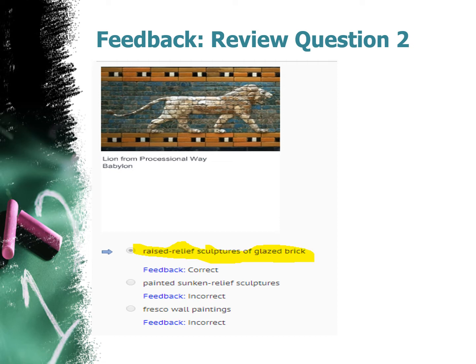Also, let me just say that in your reading you learned that relief sculptures were major art forms of the Mesopotamian civilizations. And you know that a relief sculpture is a carving that's made by carving or chiseling into a flat surface. So it's creating an area that's raised above or recessed below the surface. And that's something that you'll need to know because your next project will be a relief.